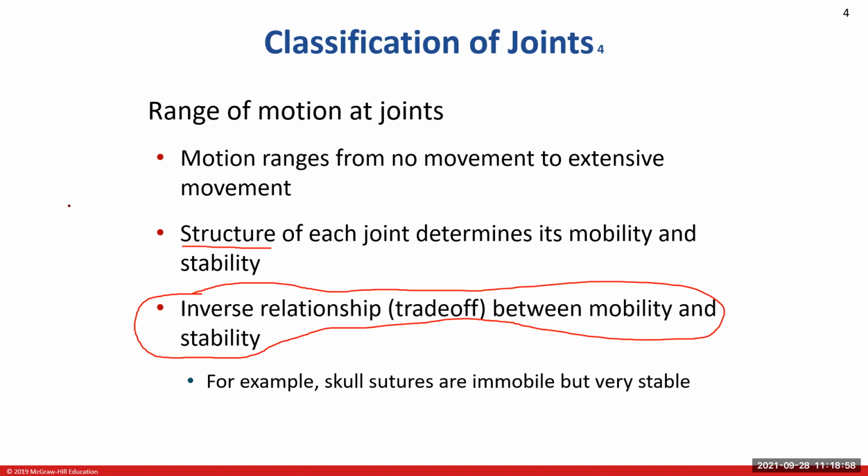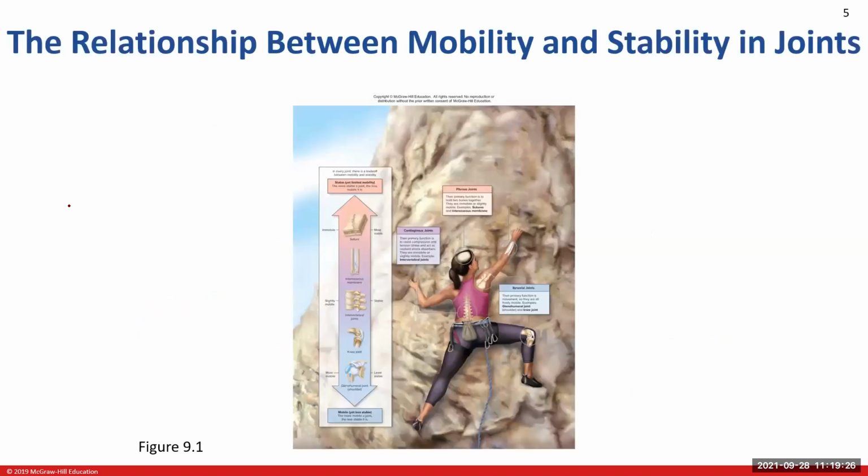Now let's swing it to a really mobile joint, your shoulder joint, called the glenohumeral joint. It is one of the most mobile joints in your body, but guess what? It's not very stable, right? It's much easier to dislocate your shoulder than it is to dislocate your left parietal bone on your right parietal bone. Okay, so keep that in mind. Inverse relationship between mobility and stability.